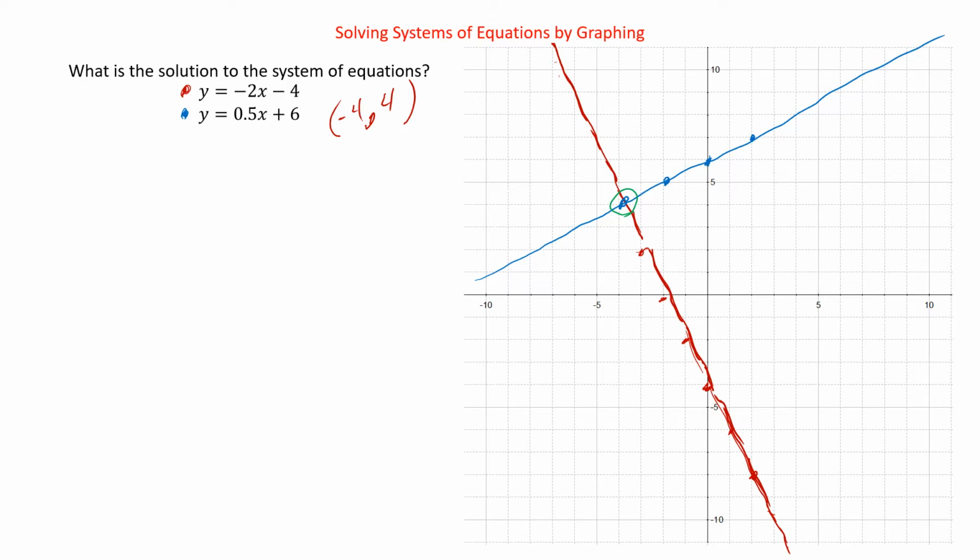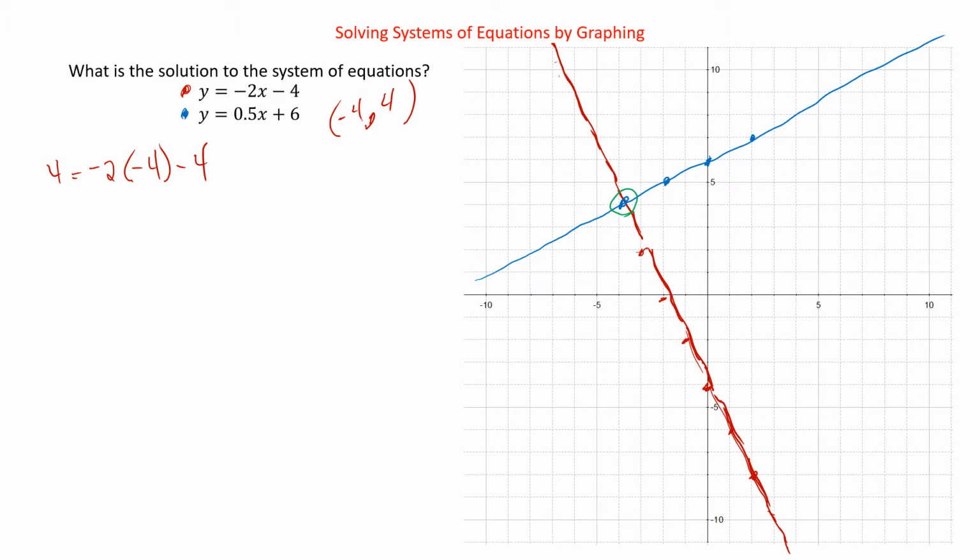Now we're going to plug it in because it could be negative 4, 4. It could be negative 3.5, 4. It could be negative 3.9, 4. Chances are for these first ones, it's going to be right on a nice point. So let's try negative 4, 4. To test this, we are going to plug that point in to both of our equations. If it is the solution, it will make both of our equations work. So in that first one, we'll plug in negative 4 for x and 4 for y. So we'll have 4 equals negative 2 times negative 4 minus 4.